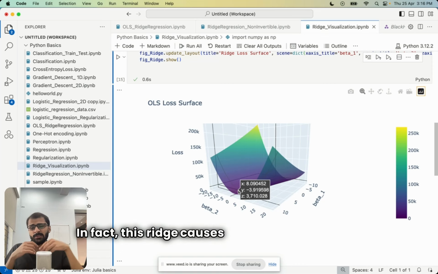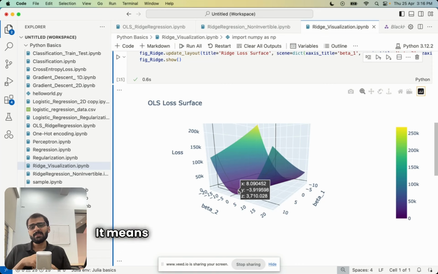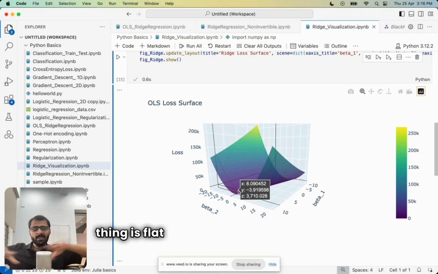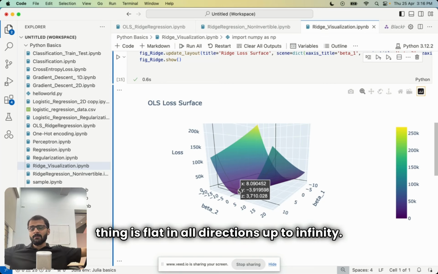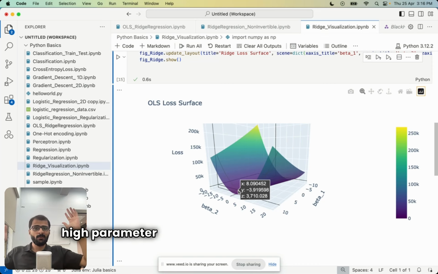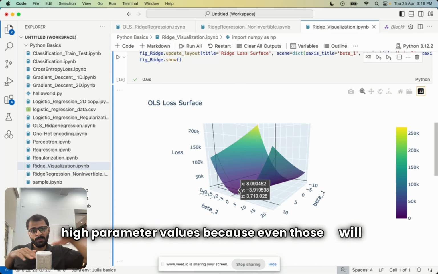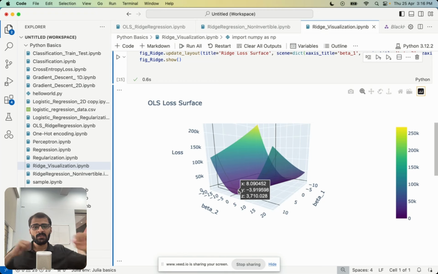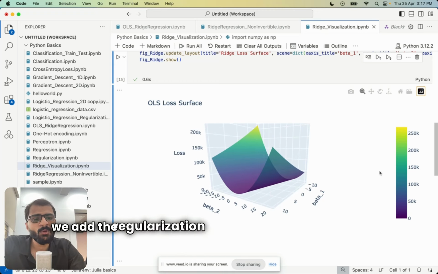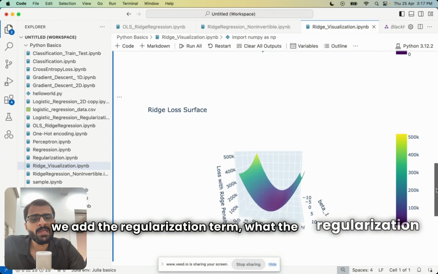In fact, this ridge causes many other problems. It means that even if you change beta by a huge amount, the loss will not change, since this surface is flat in all directions up to infinity. And so sometimes we get solutions with very high parameter values, because even those will lead to the same amount of loss.